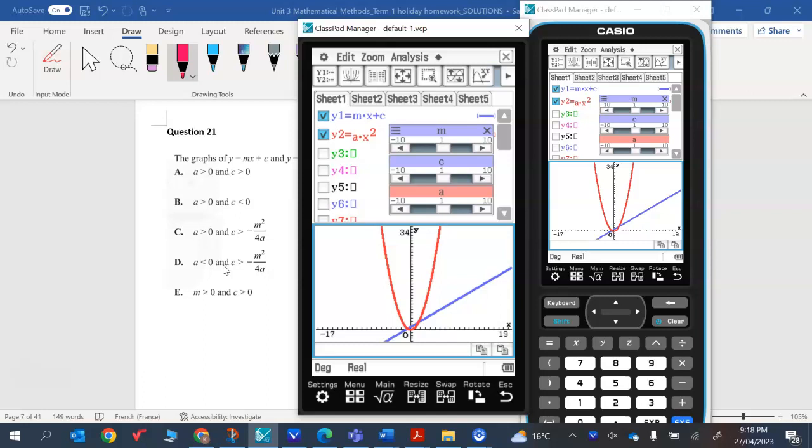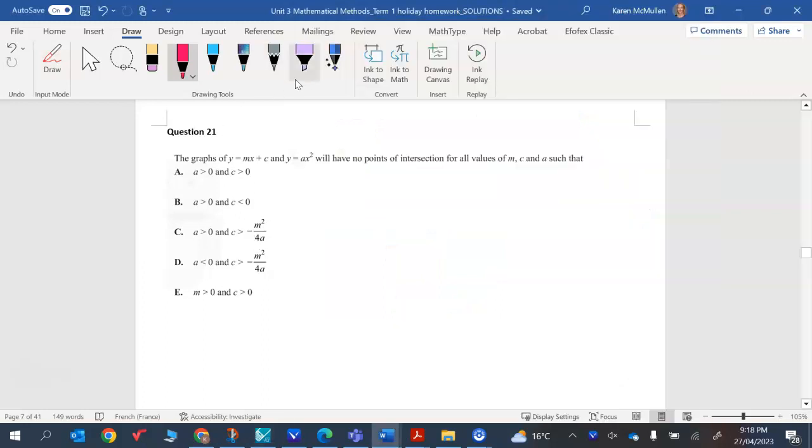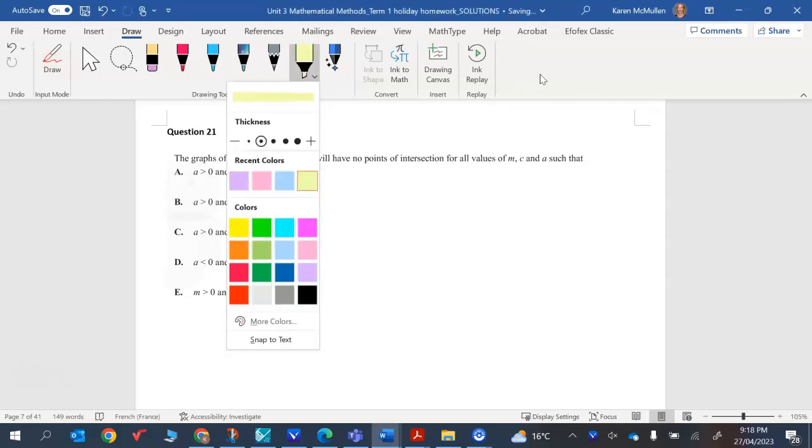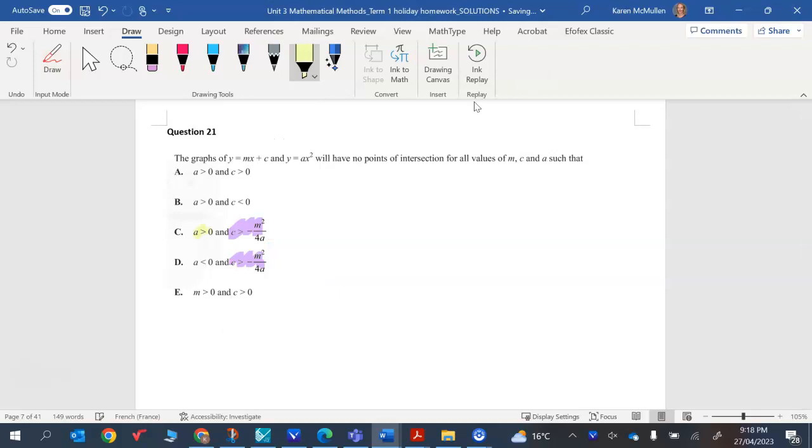We've now got a 50% chance of guessing it if we wanted to guess, but we shouldn't really guess. We can see that the value of C is the same. C has to just be greater than this left-hand side, let me just get my little pen and my highlighter. So these two are the same. Effectively, we've just got to test what's happening with the A. One option is A greater than 0 and the other option is A less than 0.